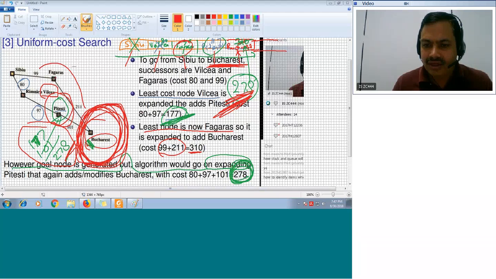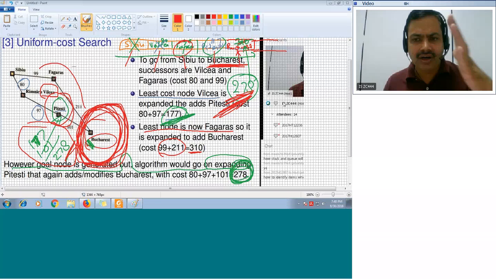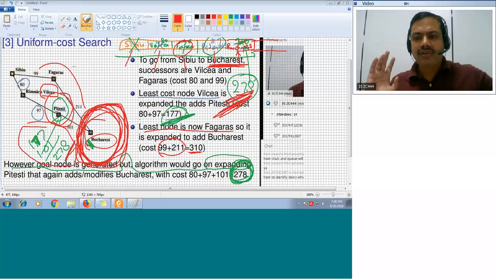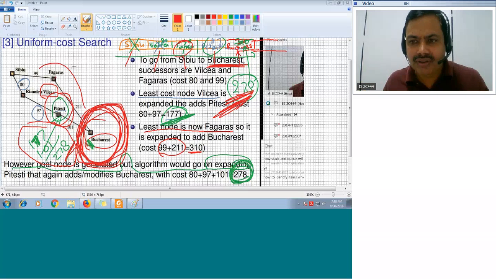Okay. There is a question: when will the search stop? The search will stop when you get an item that is a goal state. So when you took out Bucharest, you would stop. When you are putting Bucharest into the frontier, you are not going to stop. When you take out Bucharest, then you are going to stop.